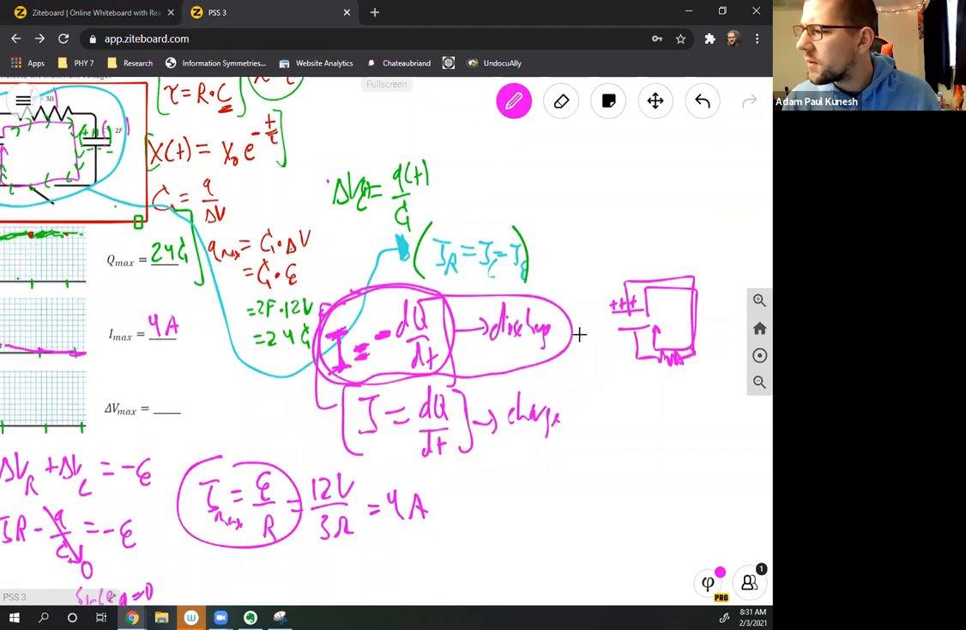Hopefully that makes sense. In this case, we're losing charge. So if we want to talk about current as a positive number, we have to multiply the charge per time by a negative number to make it positive.